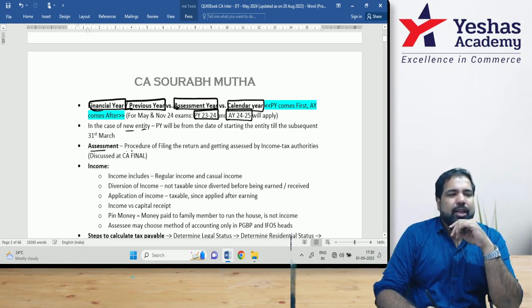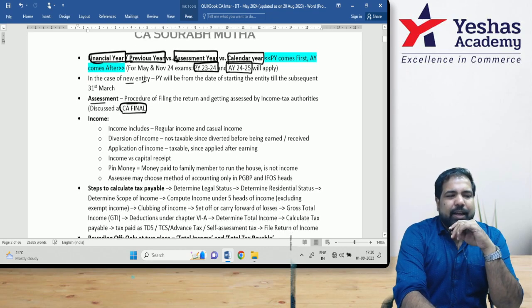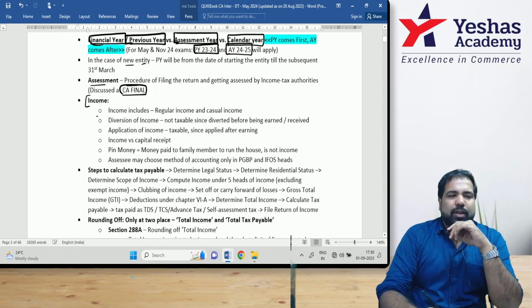Next, assessment means checking. We discussed this at CA final only. Next, guys, income, we'll see ahead. Some of these parts come in different chapters, so we'll see them ahead.